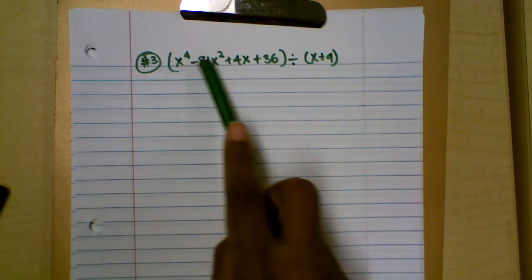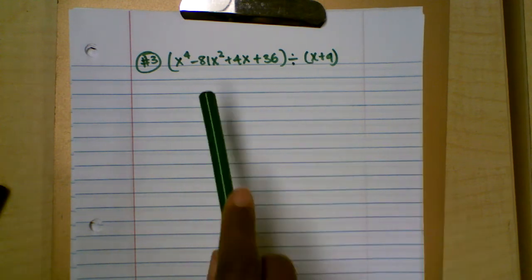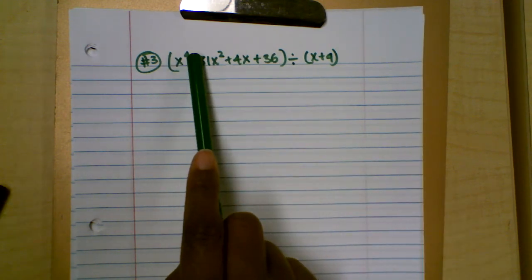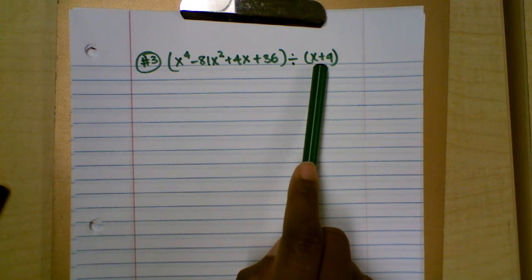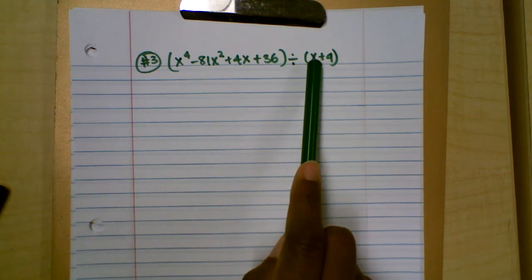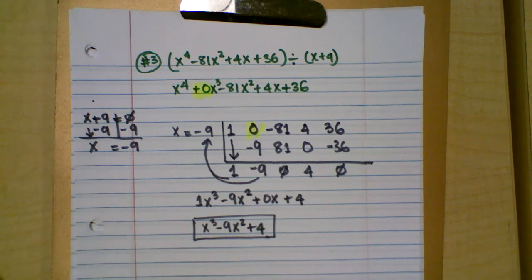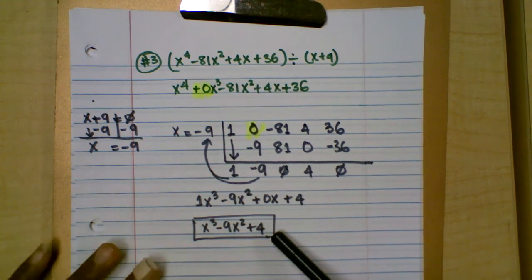So this is the last example, and this is checking for understanding. I will need you to divide this polynomial by the factor x plus 9. Please pause the video and divide using synthetic division. Now I hope you got the same answer. If you did not, it's okay. We learn by making mistakes.